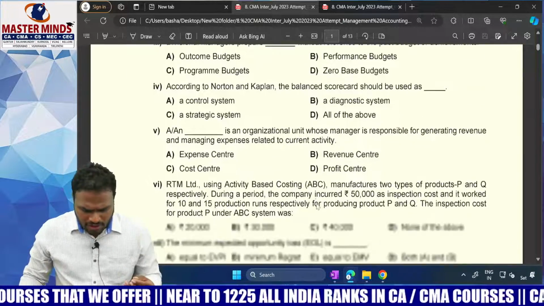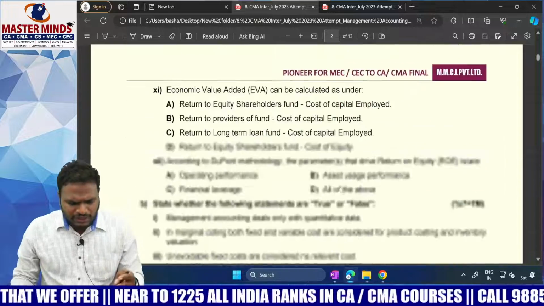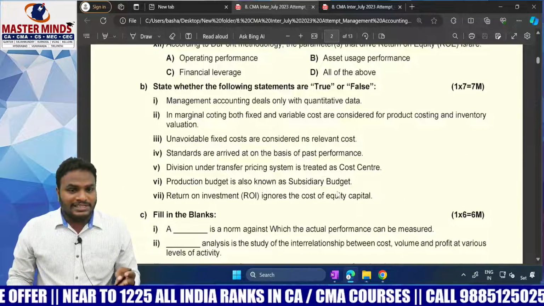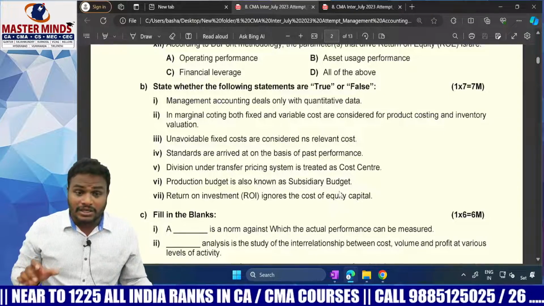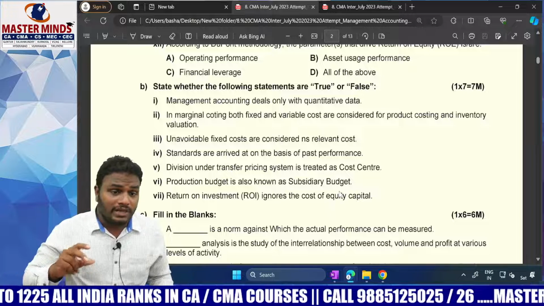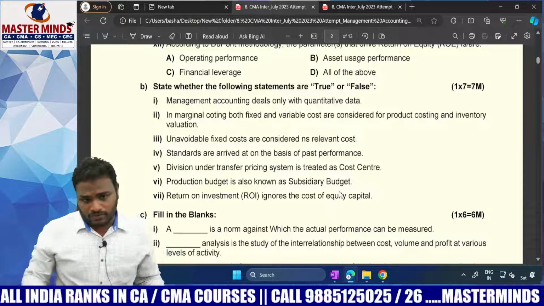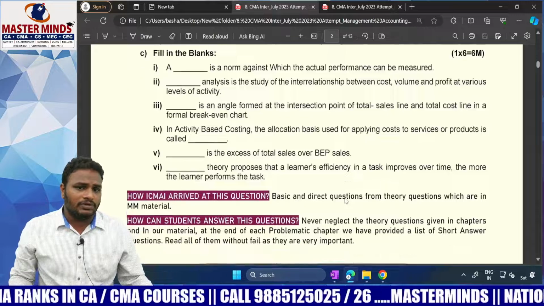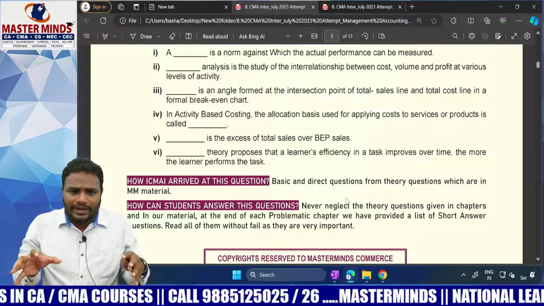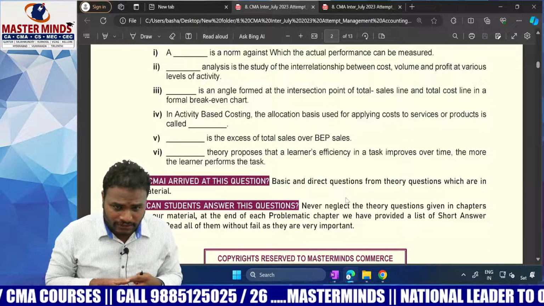Now, if you see all the MCQs, the main focus is on theory. Very straightforward. Now, which student can answer this type of questions?